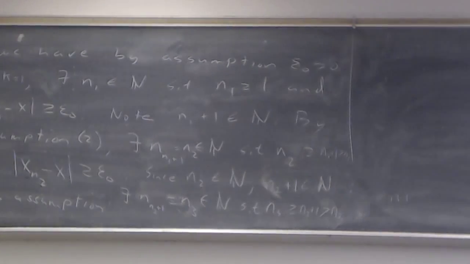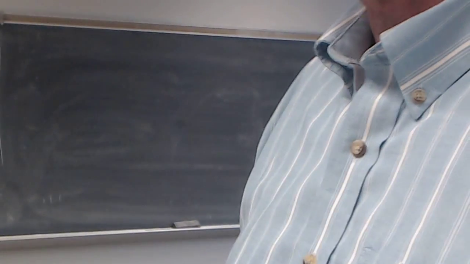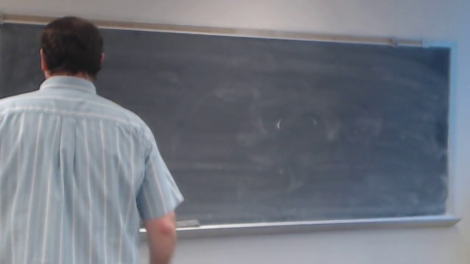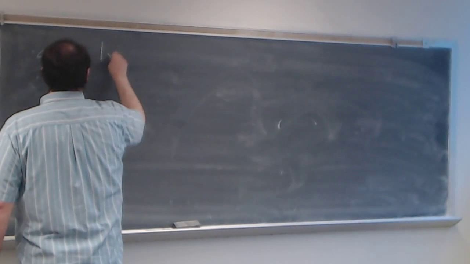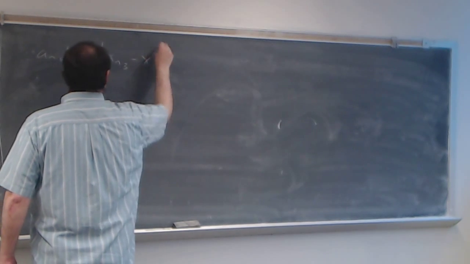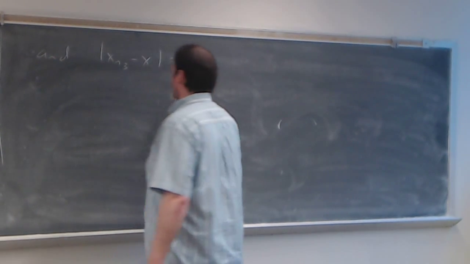So I've got this n sub 3. What about it? And we have that the absolute value of x of n sub 3 minus x is going to be greater than or equal to epsilon naught.